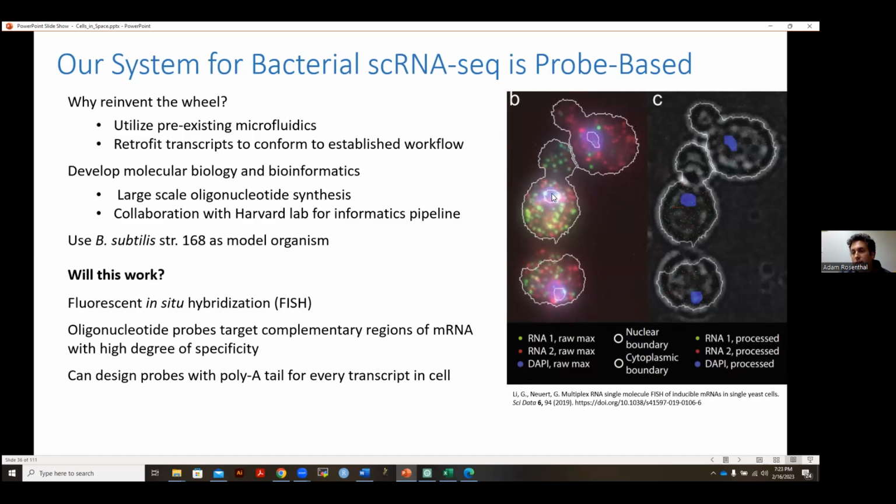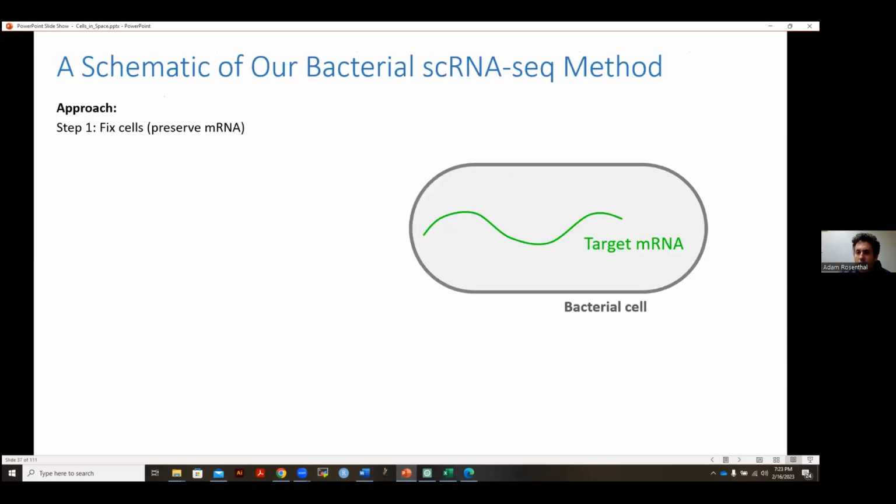Each one of these dots actually represents one transcript. And so they can do it with fluorophores. The problem is they can only count up to maybe 5 genes because they only have 5 fluorophores. We thought, hey, maybe if we put a poly-A tail on the end of our probes, we can actually encapsulate them. So this is what this actually looks like in a schematic.